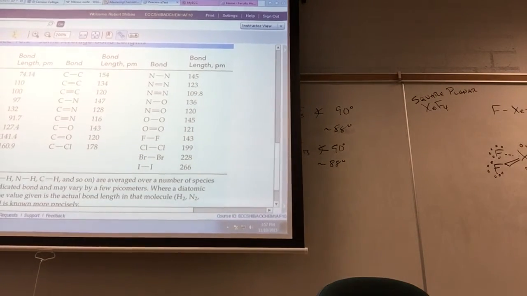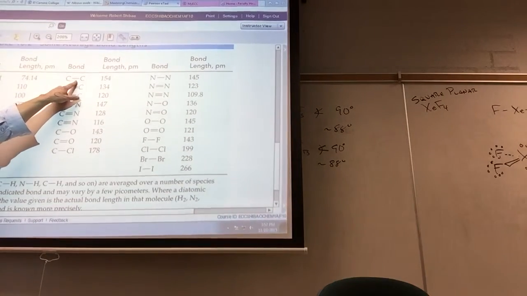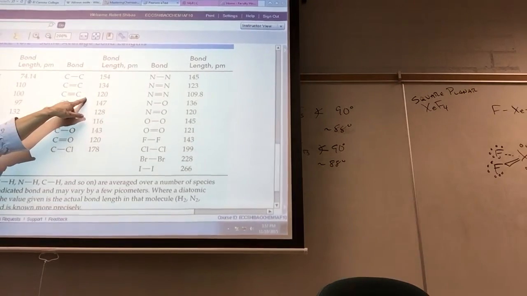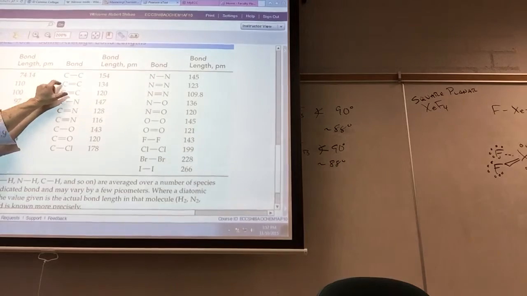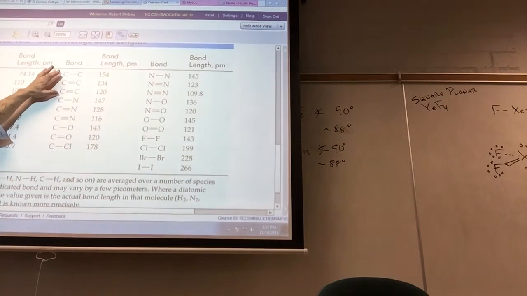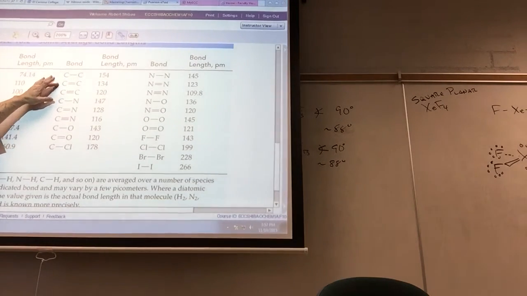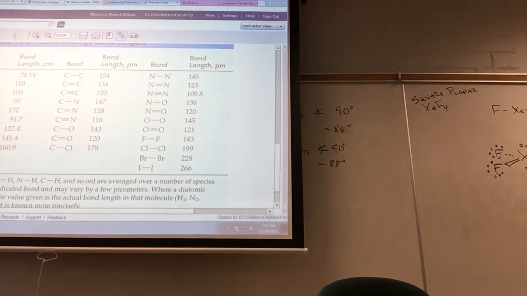Okay, sometimes when we have the same atom, like this, two carbons, the two carbons single bond, 154, double bond, 134, triple bond, 120. And so as we go from single, double to triple, the bond gets shorter and shorter. And so what we can say is a single is what we call a bond order 1, doubles bond order 2, triples bond order 3. Bond order is just the number we ascribe to the bond.